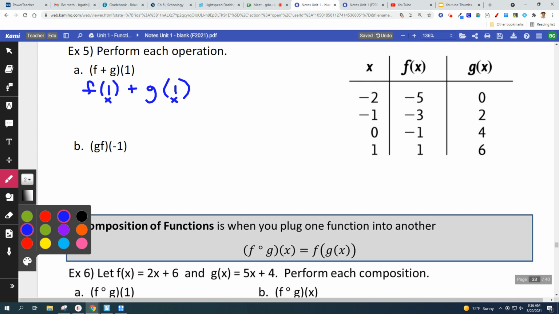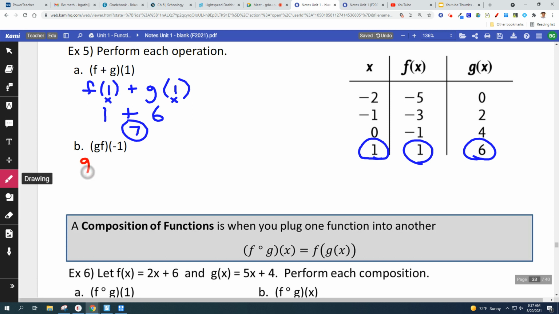Find where x is 1. X is 1 is right here, right? So f of 1 is this number right there. That's f of 1. That's 1. What's g of 1? G of 1 is 6. All right, so this is not a hard problem. 1 plus 6 is 7. That's your answer, 7. But people don't know where to look. Their eyes go crossed, and there's too many numbers or whatever.